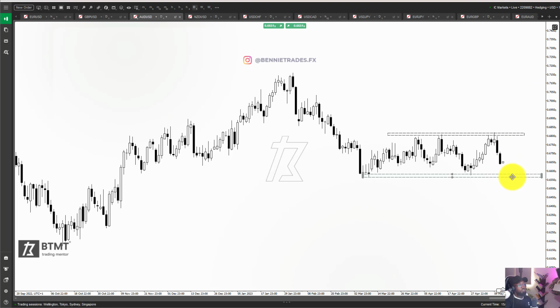If this level gets broken, then we should expect a lot of movement to the downside. Traders want to see how the market reacts when it gets to this point. So it's either we stay in the range and then come back up, or if the dollar continues to get the interest of people, we might see a lot of move to the downside, and eventually a breakout of this.